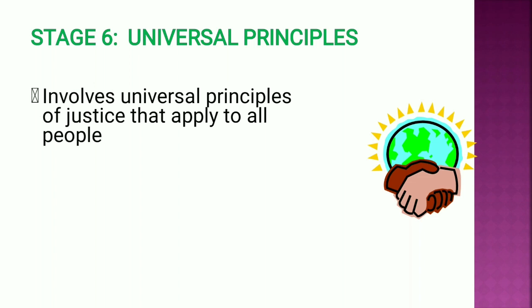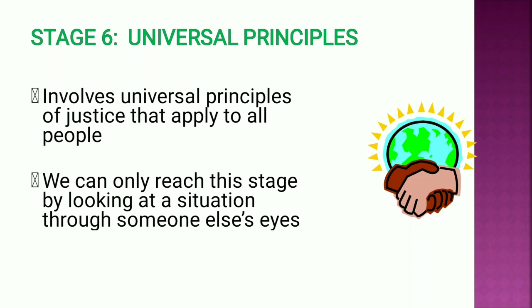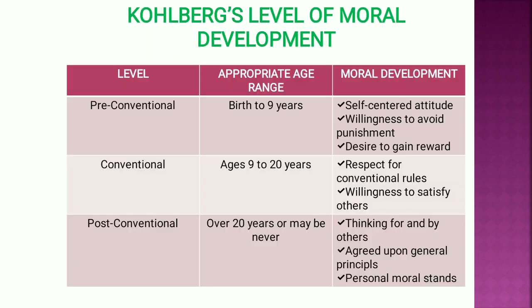Next comes the last stage, stage 6. It deals with universal principles and involves principles of justice that apply to all people. We can only reach this stage by looking at a situation through someone else's eyes. So these are all the 6 stages and 3 levels of Kohlberg's theory: the pre-conventional, conventional, and post-conventional levels.